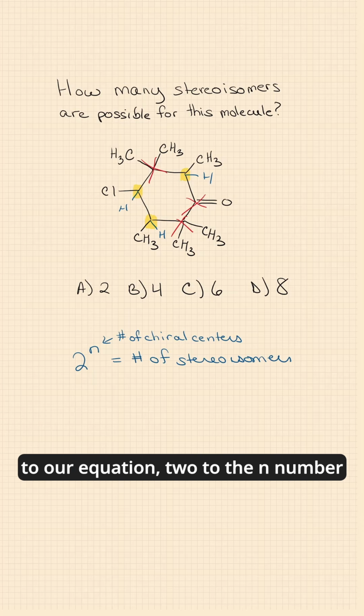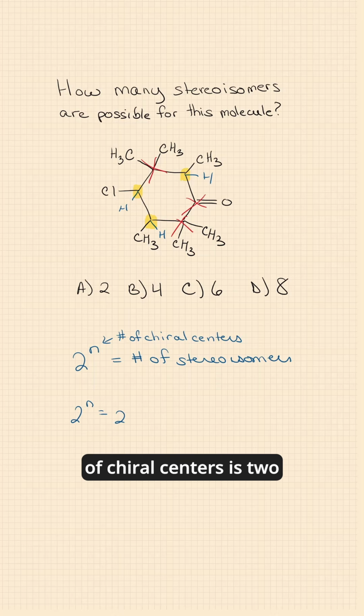That means if we go back to our equation, 2 to the n, number of chiral centers, is 2 to the 3, which is 8 possible stereoisomers. The answer is D.